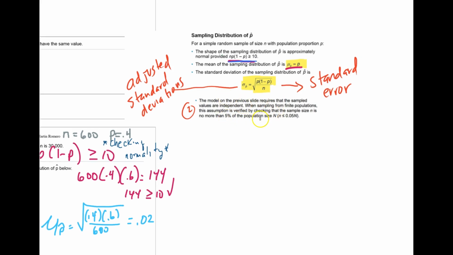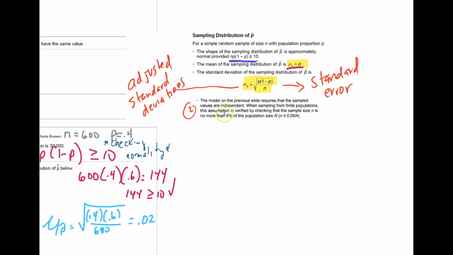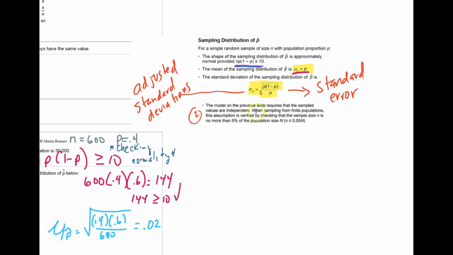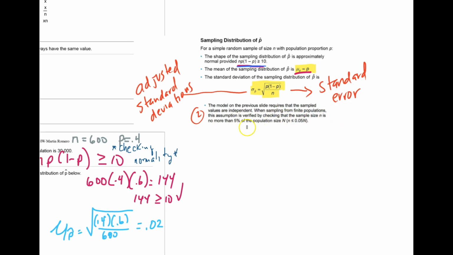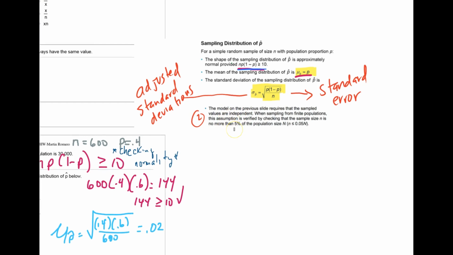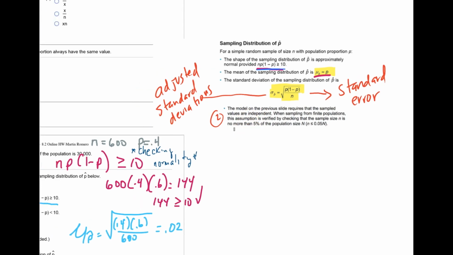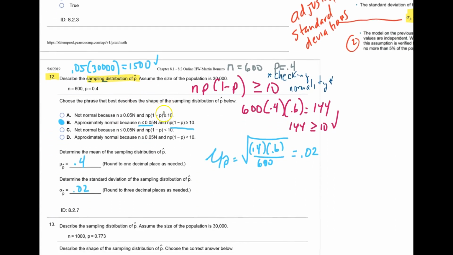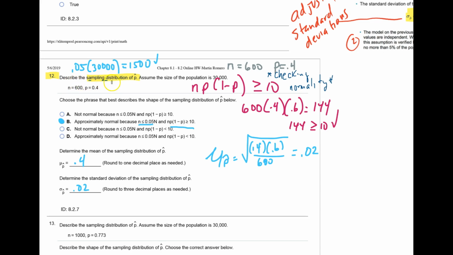And then we must also see the model of the previous slide, which is up here, which requires that the sampled values are independent. When sampling from finite populations, this assumption is verified by checking that the sample size n is no more than 5% of the population. So that's a condition for allowing us to conclude that the values are independent.